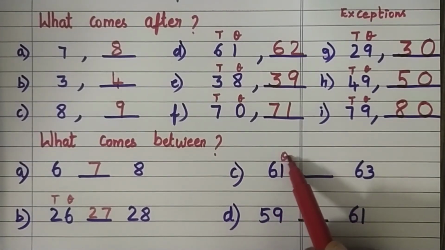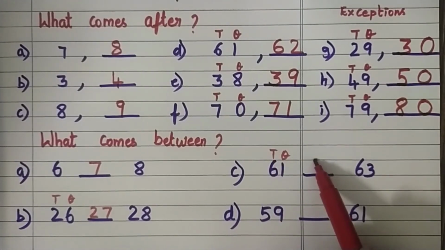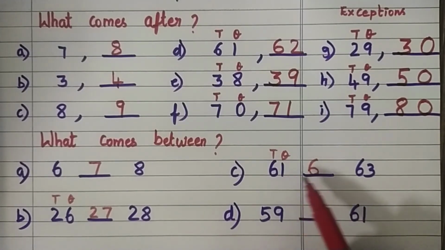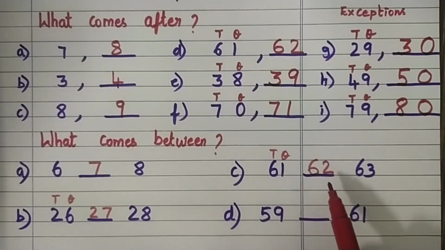Now coming to the next, it's also a 2-digit number. So we have to see the highest place digit. Write the highest place digit as it is. And what comes after 1? It's a 2. Now check, how to check this. 61, 62, 63. Yes, it's correct.